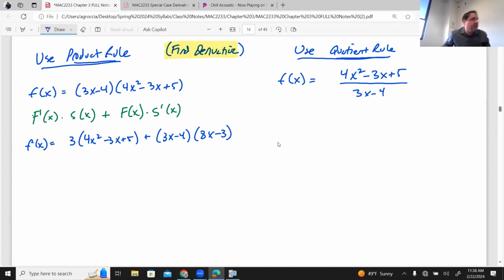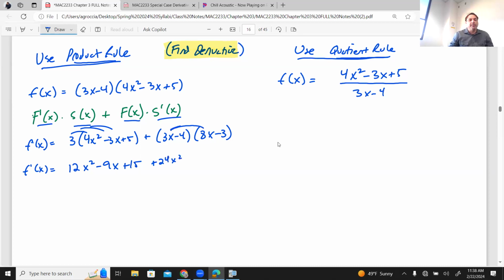But if you struggled with the next part, algebra, algebra, algebra, right? Derivative of the first times the original second plus the original first times the derivative of the second. And then now it's all algebra. So we distribute the 3, we get 12x squared minus 9x plus 15. And then here we're going to have to kind of FOIL. So that would be plus 24x squared minus 9x minus 32x plus 12.